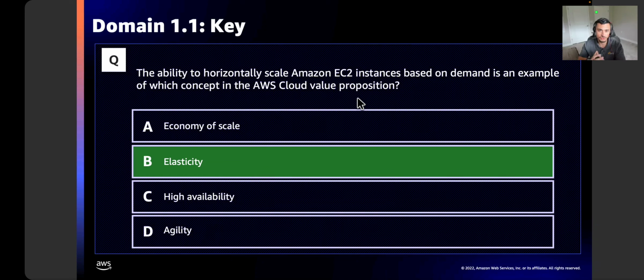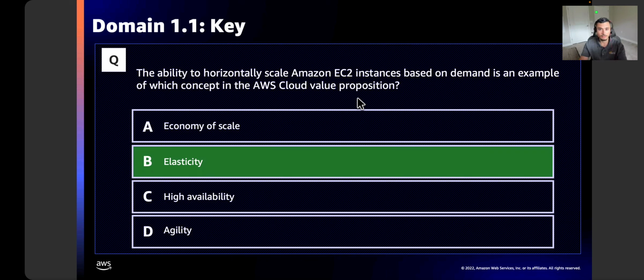Elasticity is the ability to scale in and out, right? Scale our compute resources, not just out when traffic goes up, but also back in when traffic goes down, so that we can also optimize on costs, right? So that is the value proposition that they're talking about.